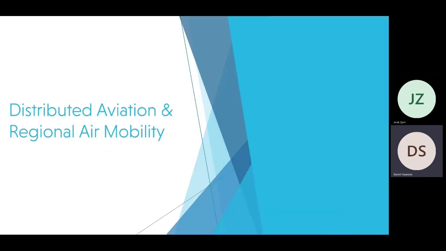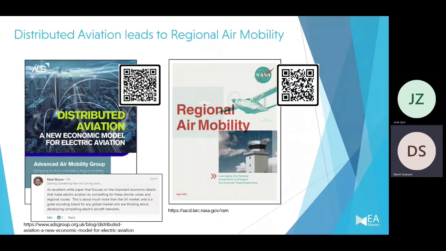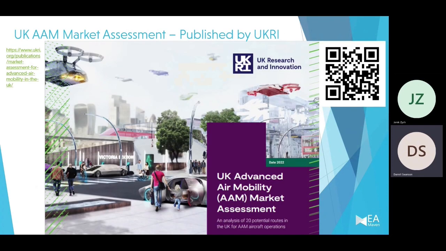So swiftly going on, as we said, this is an extension of the work that we've been doing in the industry in terms of distributed aviation and regional air mobility. That's our distributed aviation paper. You can follow those QR codes to download them and understand what we're talking about in terms of the economics of advanced air mobility. It was fortuitous that on the same day our paper on distributed aviation was published, NASA published their paper on regional air mobility. And if you read distributed aviation, you'll see that it naturally leads to a regional air mobility model.